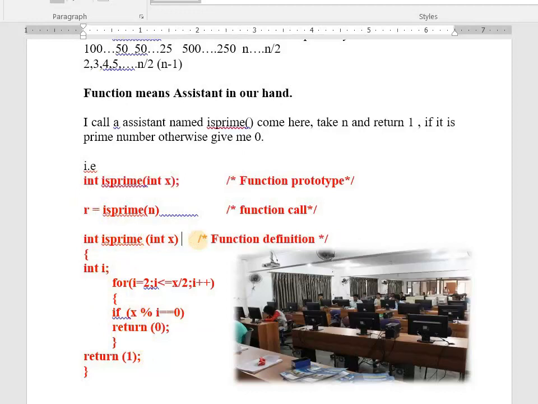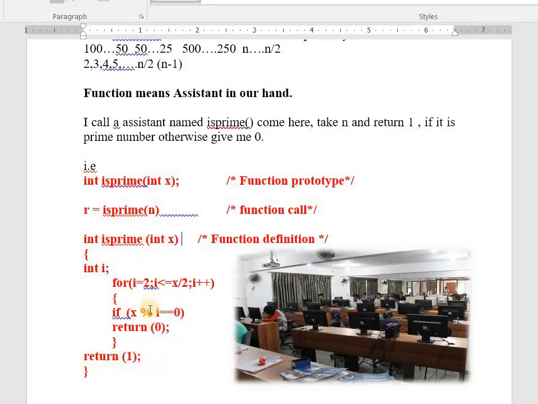Assume that I give 20. First time i is 2. 20 by 2 is 10. It generates numbers from 2 to 10. But unfortunately, in the beginning only, first time only, x is 20. Is 20 divisible by 2? Yes. Yes means return 0. It is giving us 0. If the given number is not prime, it is giving us 0. If the given number is prime, it is giving us 1. I hope you understood. Oh, very good. All of you are very clever.